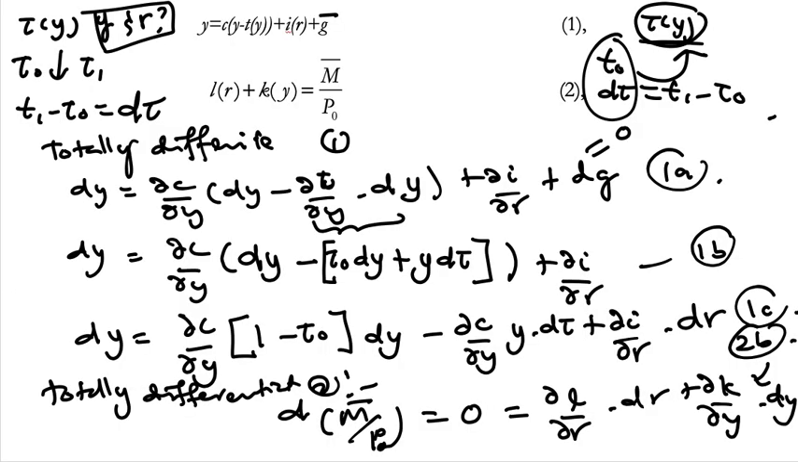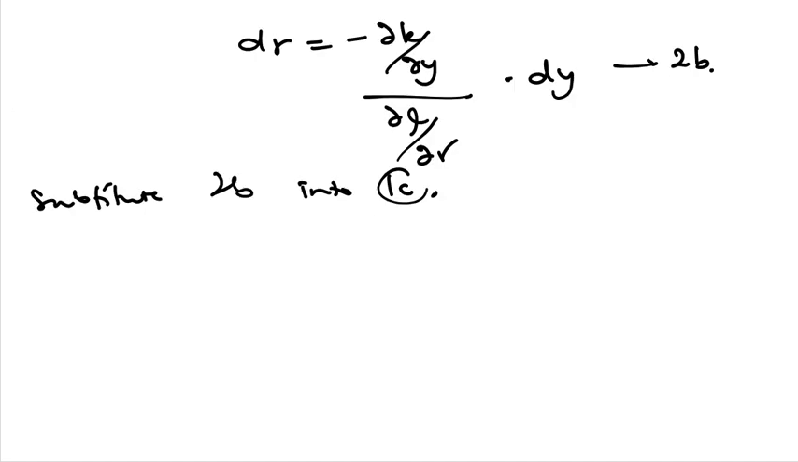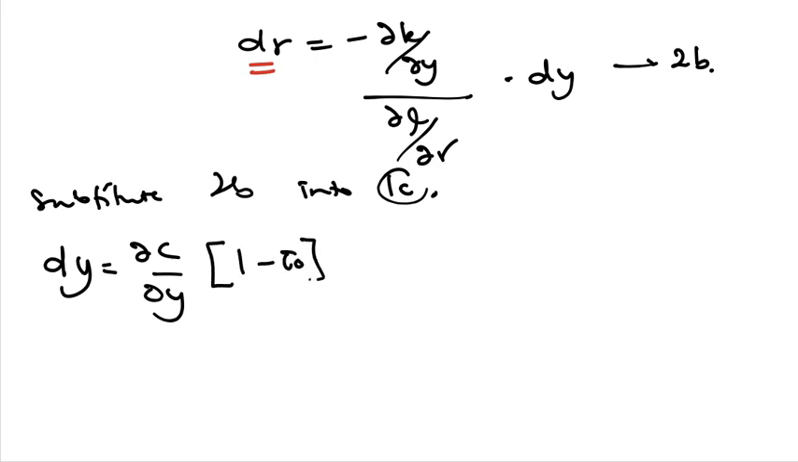Because in 1c, let me use a red pen, you can see dr. In 2b, I have dr. So substitute it back into 1c. Once you substitute it back into 1c, you are going to get this: dy equals delta c over delta y, we write this again as usual, times dy, minus.